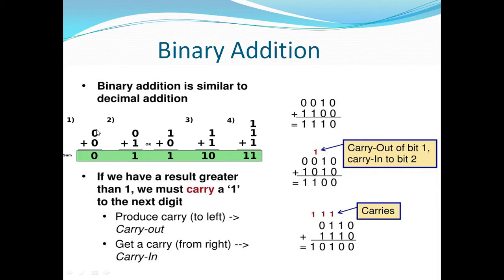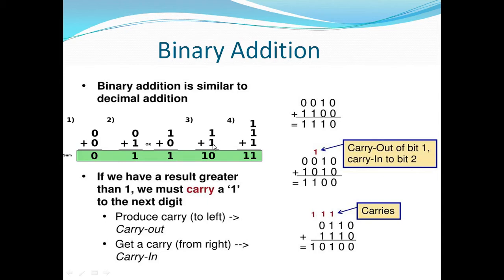See, the first rule is whenever we add a 0 with 0, it always gives 0, in decimal addition also, in binary addition also. Whenever we add a 0 with 1, the result is always 1, both in binary and decimal. 0 plus 1 is 1 and 1 plus 0 is also 1.